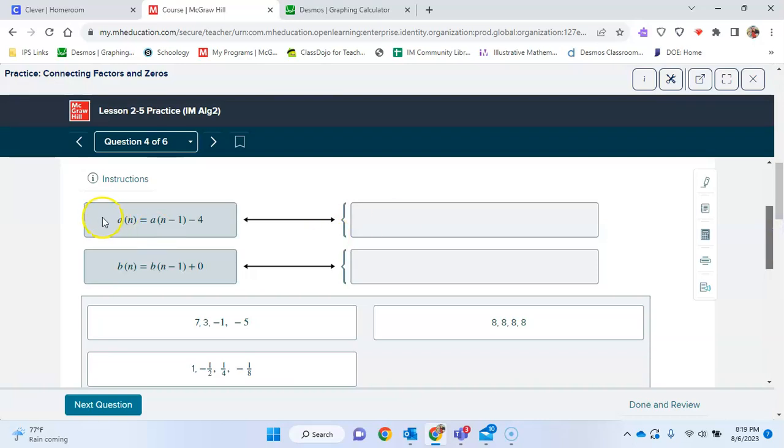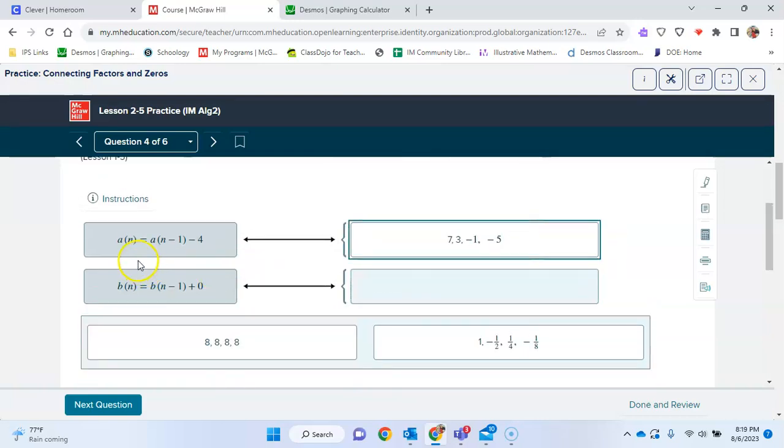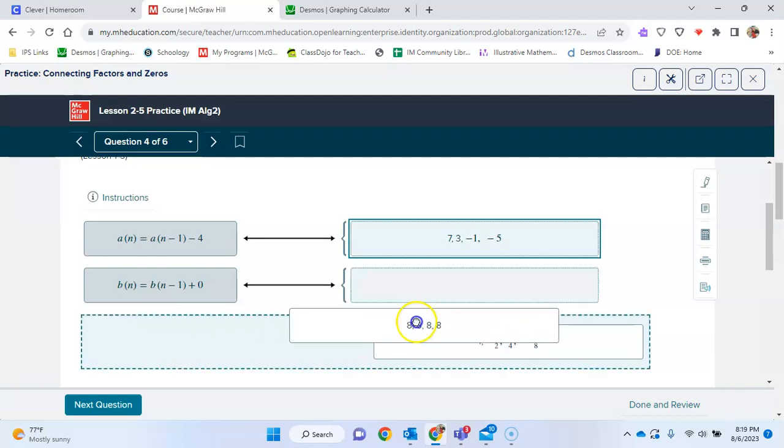Alright, so for A of n, each time you subtract 4 from the previous term. 7 minus 4 is 3. 3 minus 4 is negative 1. Negative 1 minus 4 is negative 5. For b of n, you're going to add 0 each time. 8 plus 0 is 8, 8 plus 0 is 8.